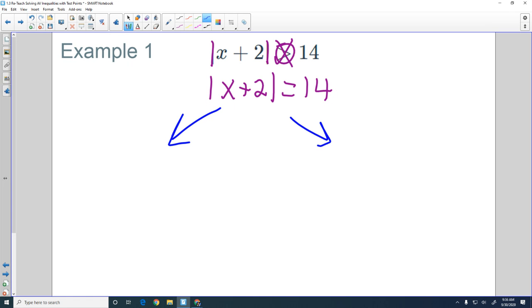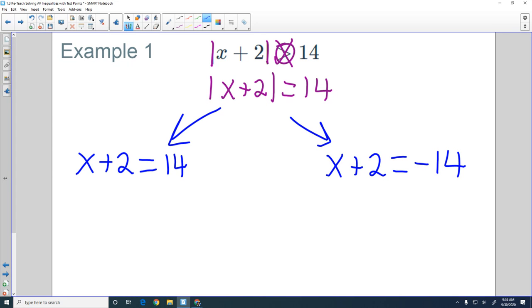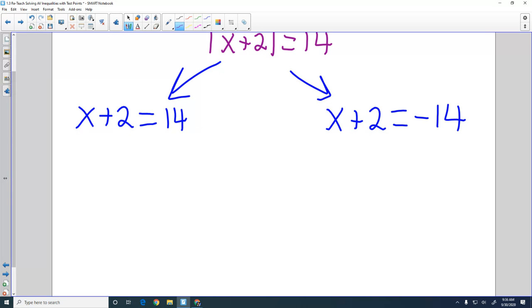This is the key step for solving an absolute value equation. We are going to write one equation where it's just x plus 2 equals 14. We don't change a thing. We don't change any numbers, anything like that. We just get rid of those absolute value bars. The second one is going to look almost identical with one big change. That number on the right side becomes negative. So we give that a negative sign. And these are going to be our two problems.